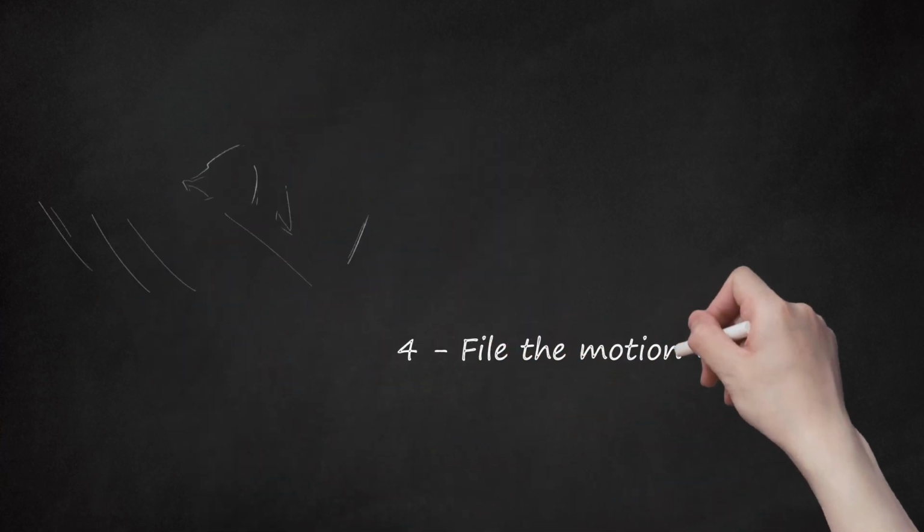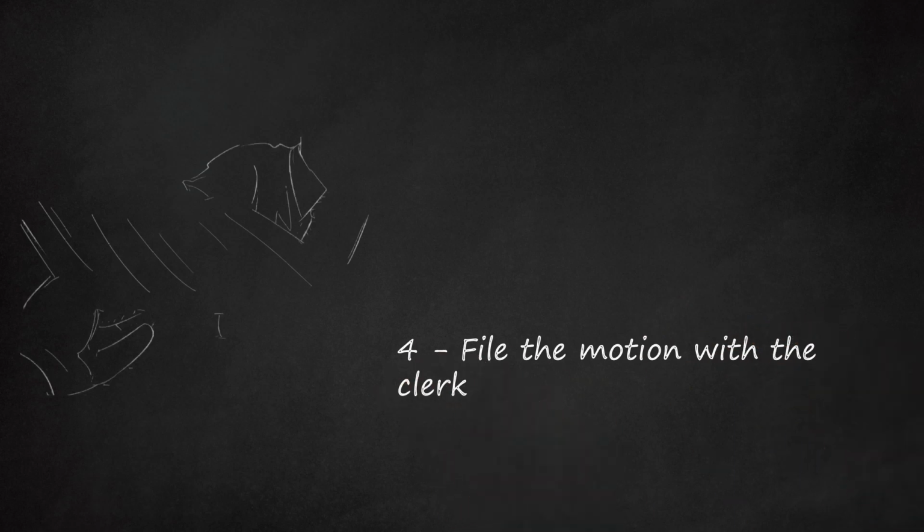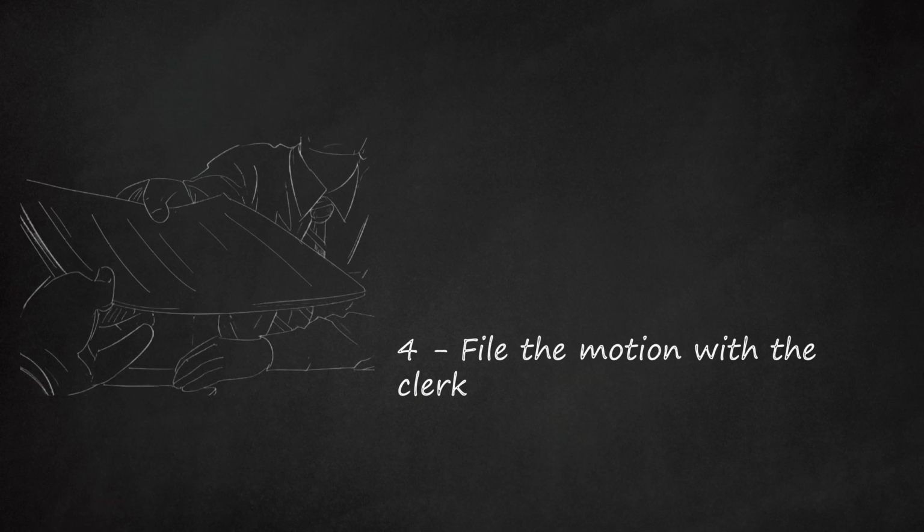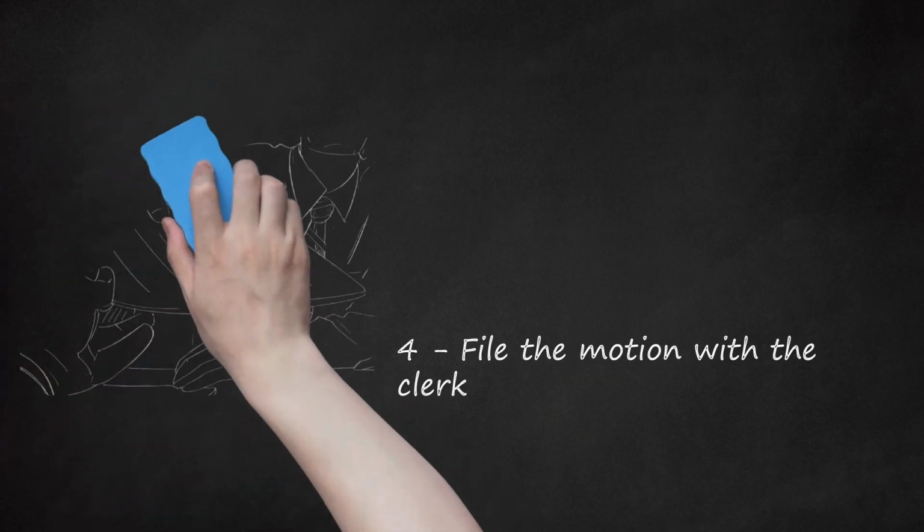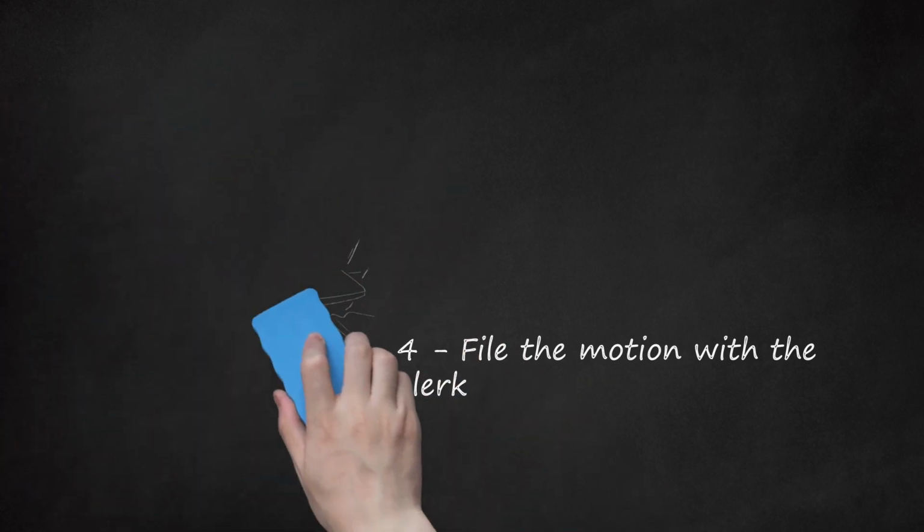4. File the motion with the clerk. You should file with the court clerk in the same manner that you have filed other documents in your case. Take the original and your copies to the court and ask the clerk to file. Have the clerk stamp your copy with the filing date. You might have to pay a filing fee, which will differ depending on the court. If you can't afford the fee, then ask for a fee waiver form and complete it.